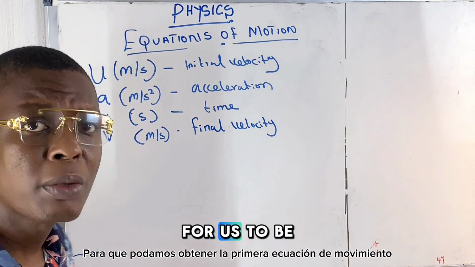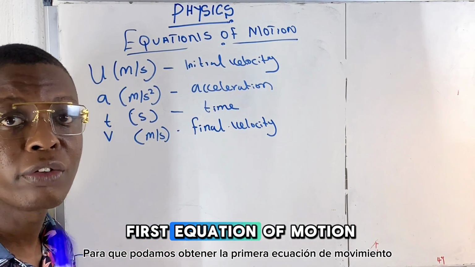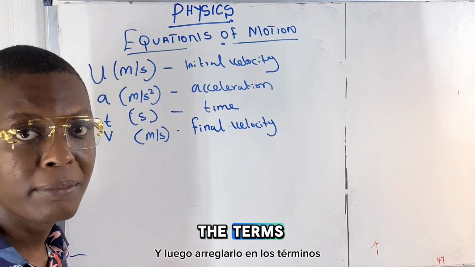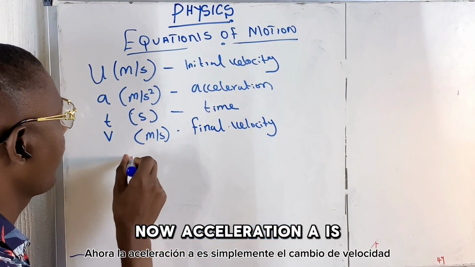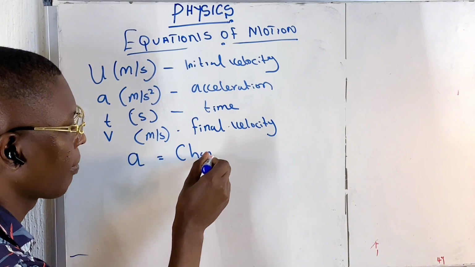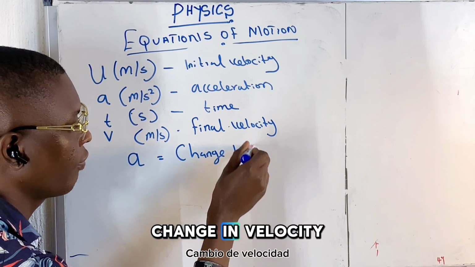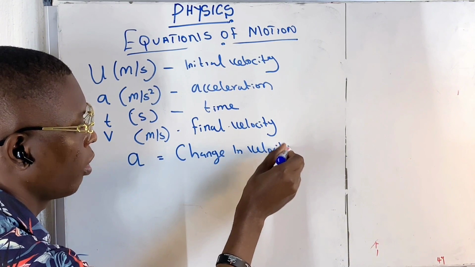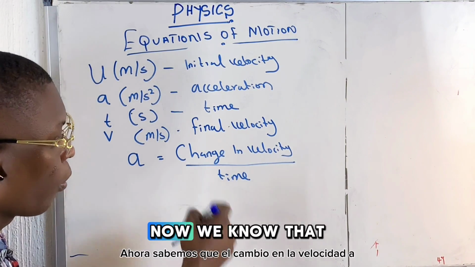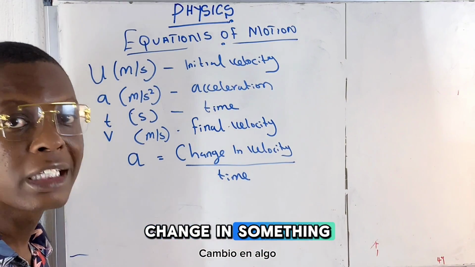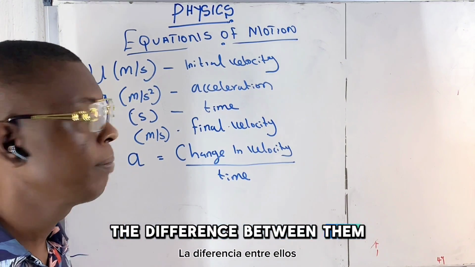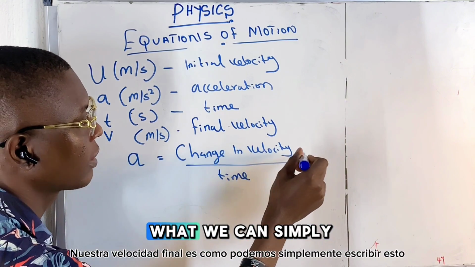All right. So for us to be able to get the first equation of motion, we will try to know what acceleration is and then fix in the terms. Now, acceleration a is simply the change in velocity over time. We know that a change in something simply means the difference between the final and the initial, so our change in velocity is final velocity minus initial velocity.